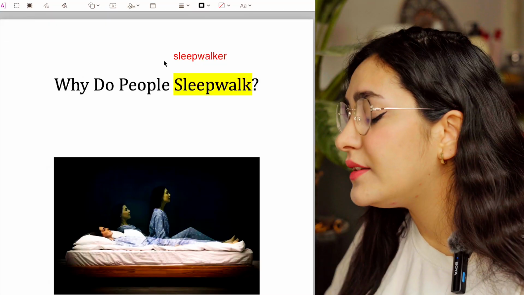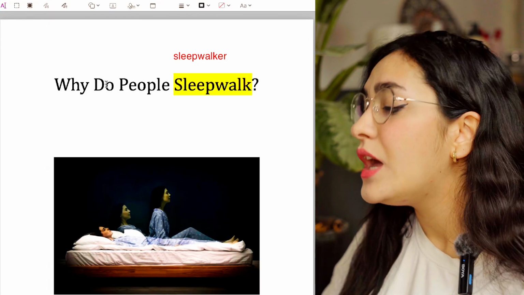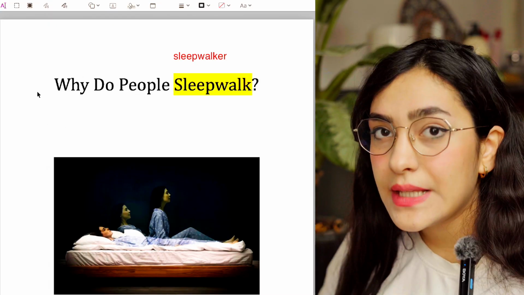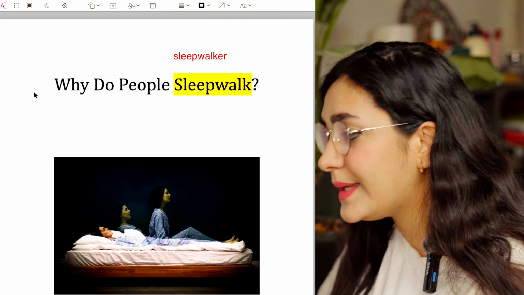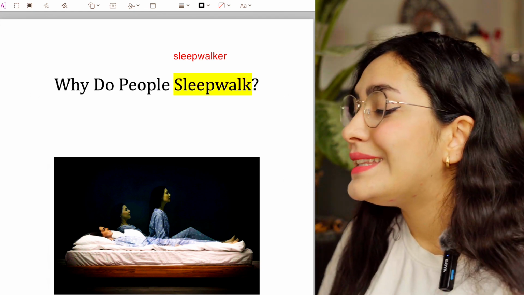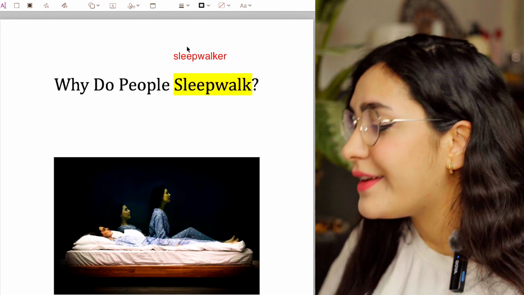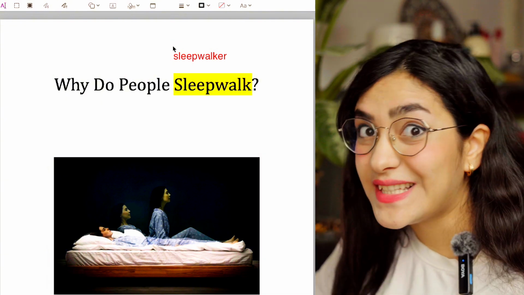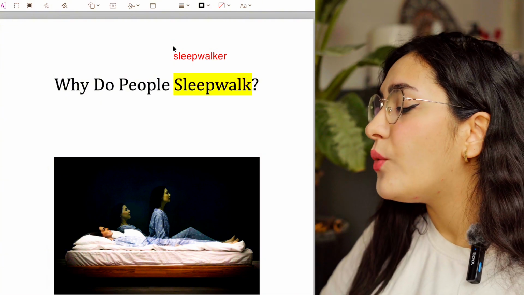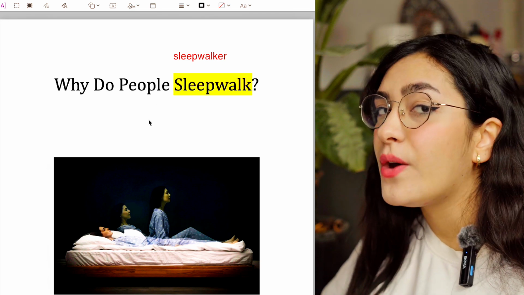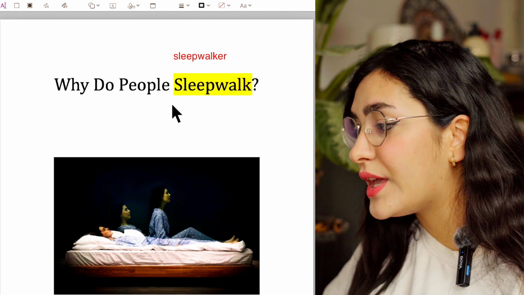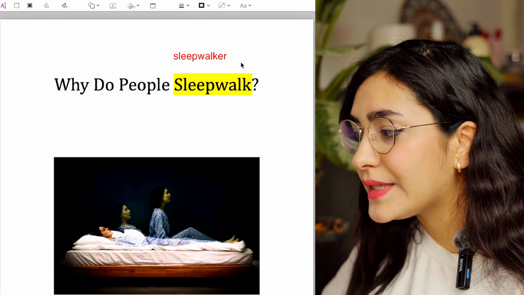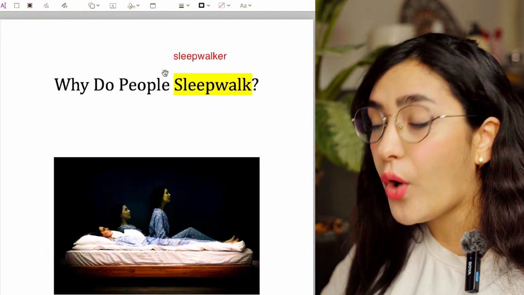The title of this article is Why Do People Sleepwalk? Why do people sleepwalk? The act of sleepwalking is when you're sleeping but you are walking at the same time. So when someone is sleepwalking, we call them sleepwalker. Sleepwalker.